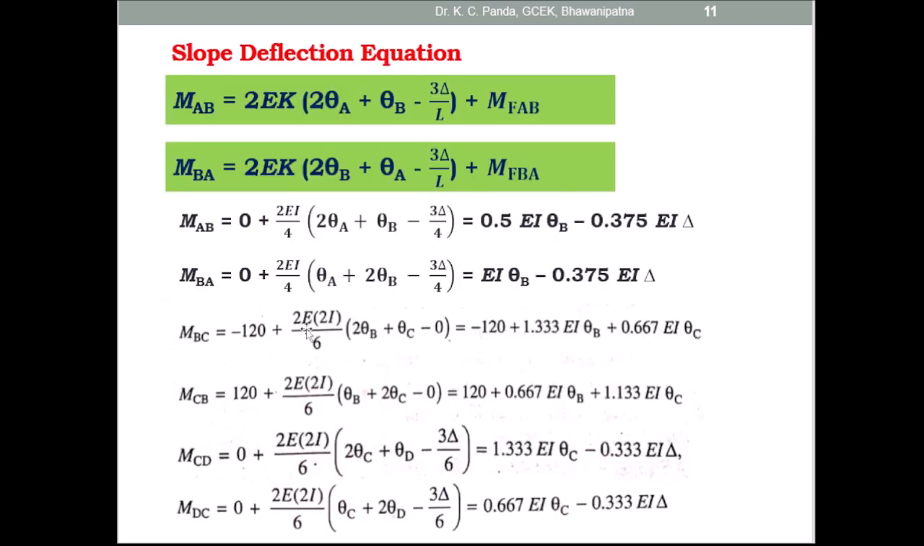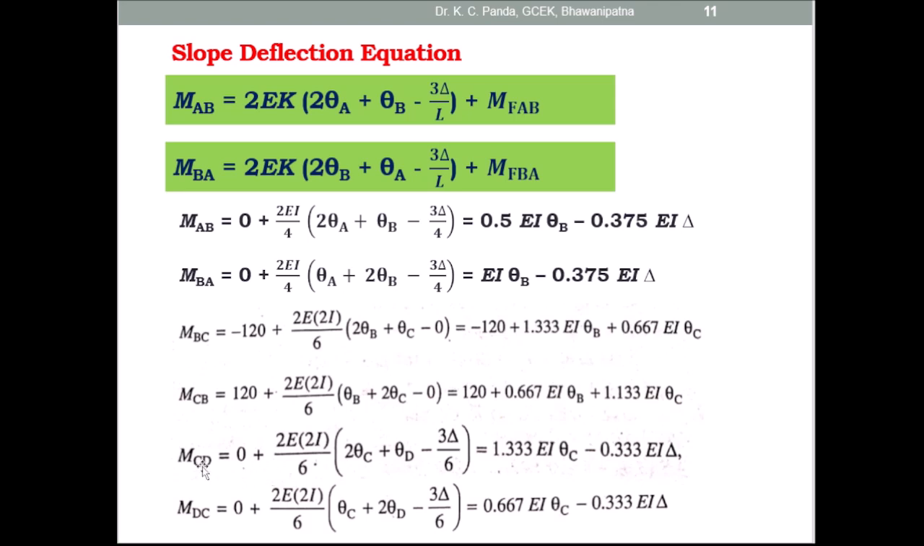So here you have to put 2E, minus 120 for MFBC, plus 2E 2I by 6, 2 theta B plus theta C minus 0. So this is equal to minus 120 plus 1.333 EI theta B plus 0.667 EI theta C. Then MCB is equal to 120 plus 2E 2I by 6, theta B plus 2 theta C minus 0. So this is equal to 120 plus 0.667 EI theta B plus 1.133 EI theta C.